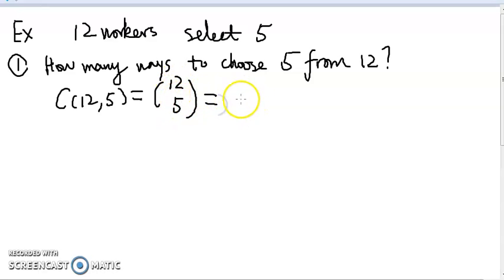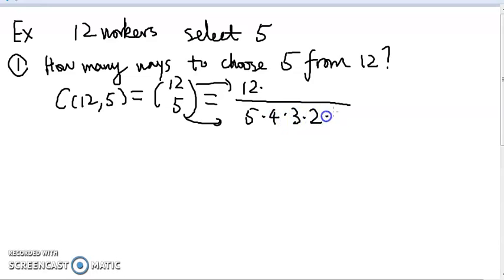Then we can simplify this with the quick formula: 5 factorial on the bottom, and the top will be 12, 11, 10, 9, 8. We can simplify this, and we can use a calculator. We're going to get 792. And now the second question.